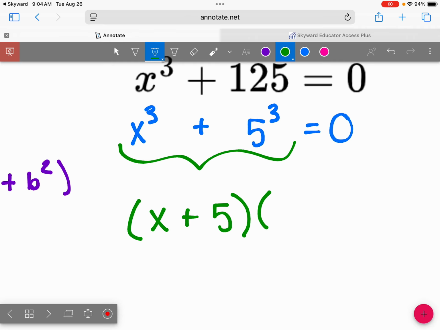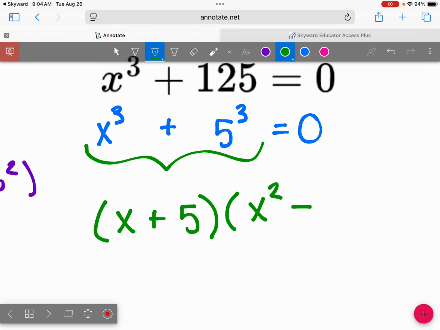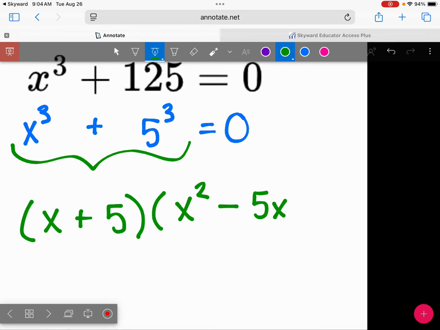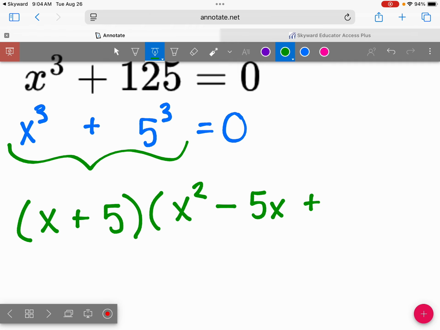Then we're going to have our x squared with a minus x times 5, a times b, also known as 5x. Always a plus 5 squared, 25. So we've factored our cube. We got it done in factored form.